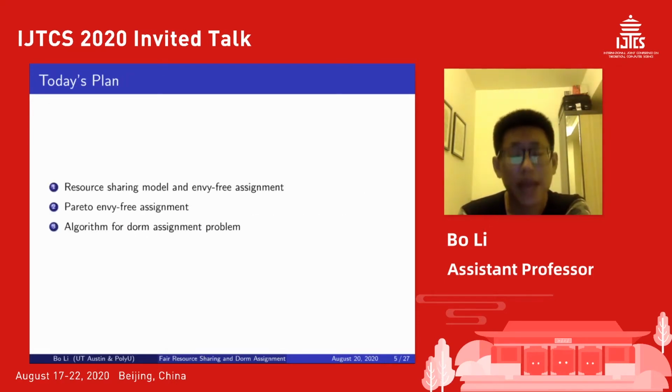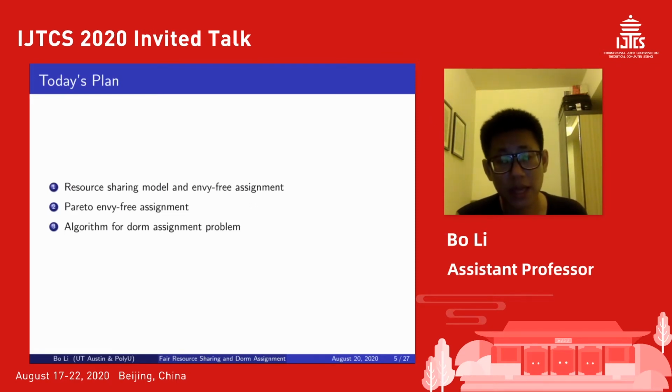This is my today's plan. First, I will formally introduce our resource sharing model and then adapt unfairness to this problem. Similar to the classic setting, we will see that unfairness is a very demanding requirement. So we relax it to Pareto unfairness, and we study to what extent Pareto unfairness can be guaranteed. And we show that for the DOM assignment problem, a Pareto unfair assignment is guaranteed to exist and can be found in polynomial time. So in the last section, I will briefly discuss this algorithm.